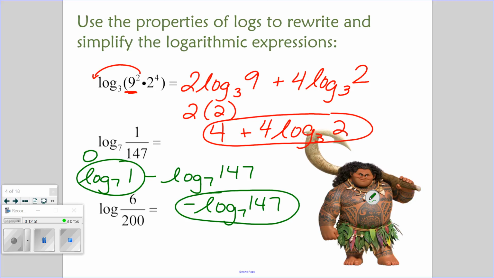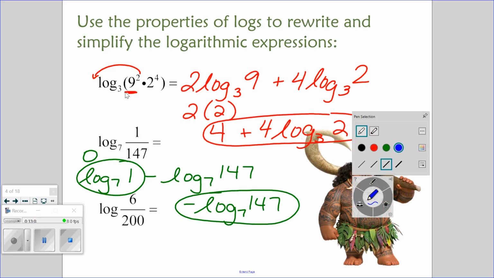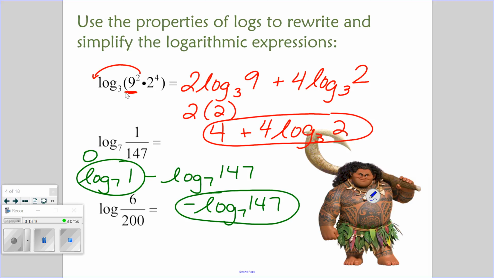All right, and then the last one down here. Log, what's the base on that log? 10, good. If there's no base there, we know it's a 10. 6 over 200. So how do you separate division? Subtraction. So log of 6 minus log of 200.